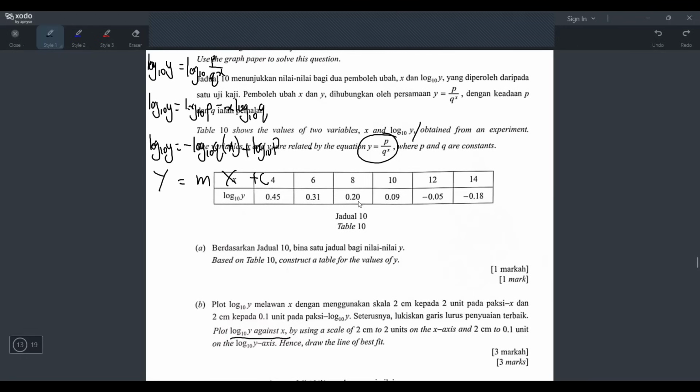But this question is very different. It does not follow the format. They already give you the correct X-axis and Y-axis in the original table. X and log Y are already the values that I want. And then question A wants you to construct back to Y.